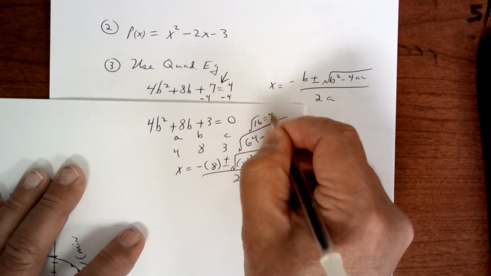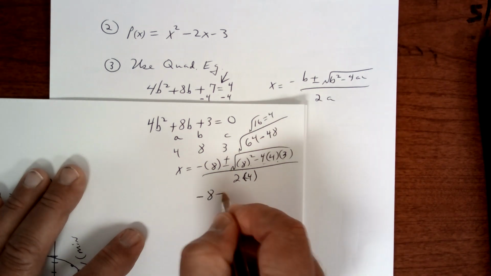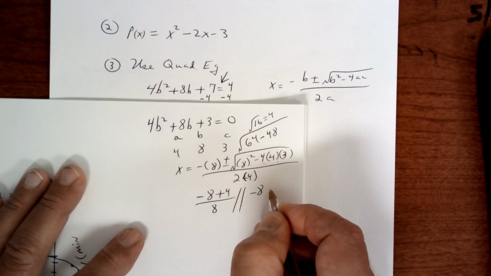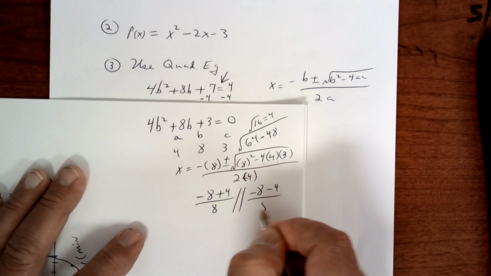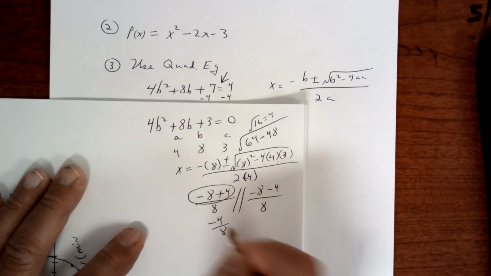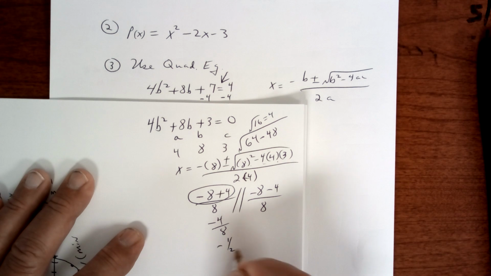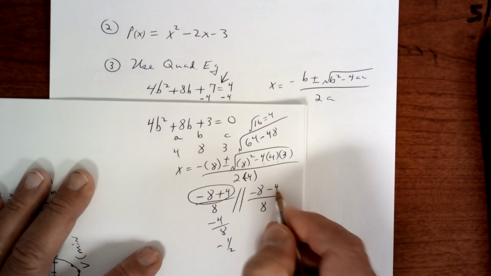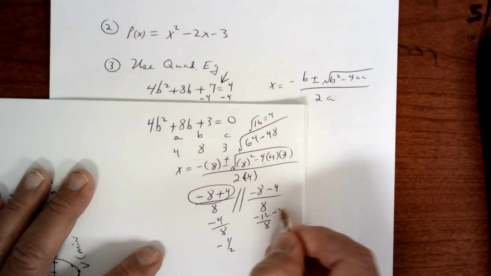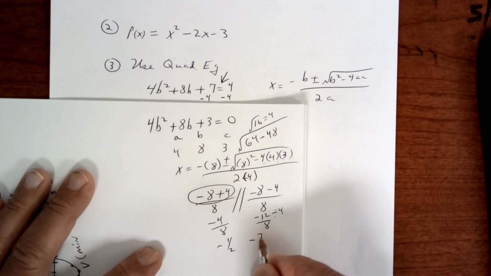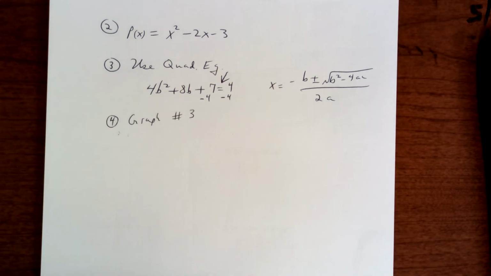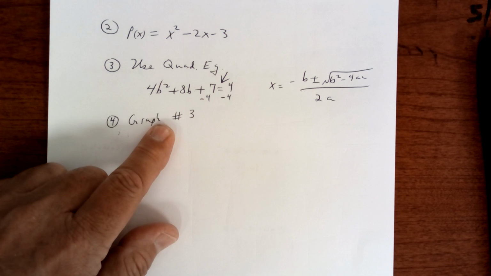So it's going to be negative 8 plus 4 divided by 8. And negative 8 minus 4 divided by 8. So this gives you a negative 4 over 8, which equals negative 1/2, or 0.5. This one right here gives you a negative 12 over 8. You can reduce it by 4, so it's going to be a negative 3 over 2, which is 1.5. And then you got to graph it as well. Okay? But remember, it's got to be equal to 0.